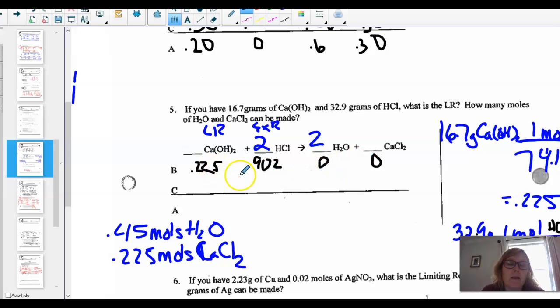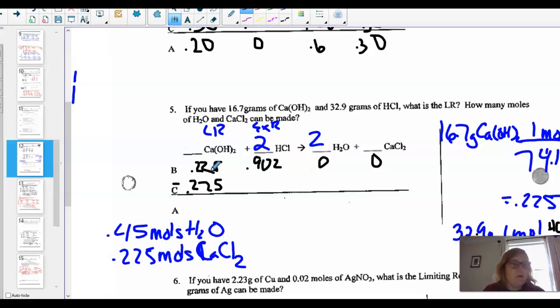If I do this in my head, I know that 0.9 divided by 2 is 0.45, times 1. So HCl in this case is not going to be my limiting reactant. It's going to be calcium hydroxide. So I'm going to take 0.225, and I am going to use it all up. So calcium hydroxide up here is my limiting reactant.